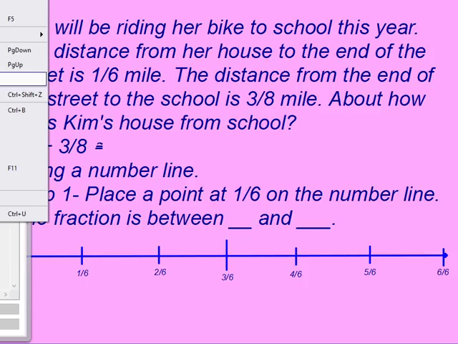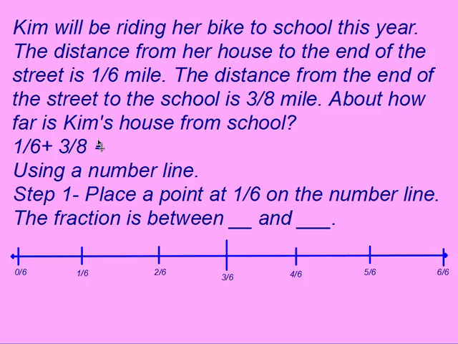And if you look here, this looks a little different. It's an equal sign with a little jagged edge at the top, and that is the symbol for about. Let's use the number line as one way of doing it. Step 1, place a point at 1/6 on the number line. So I have 1/6 there.